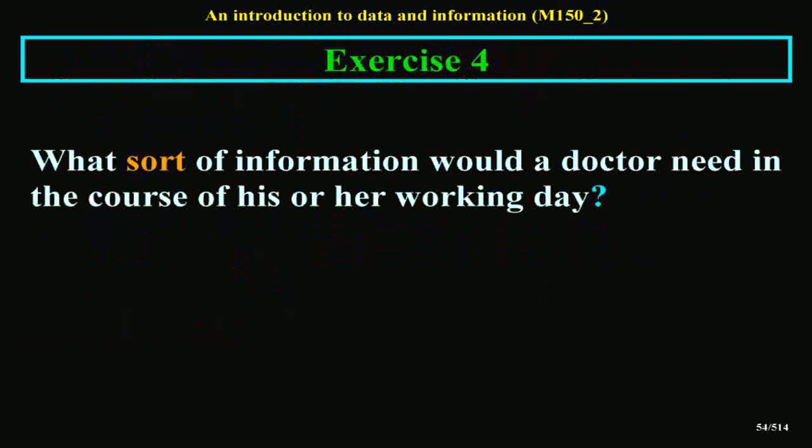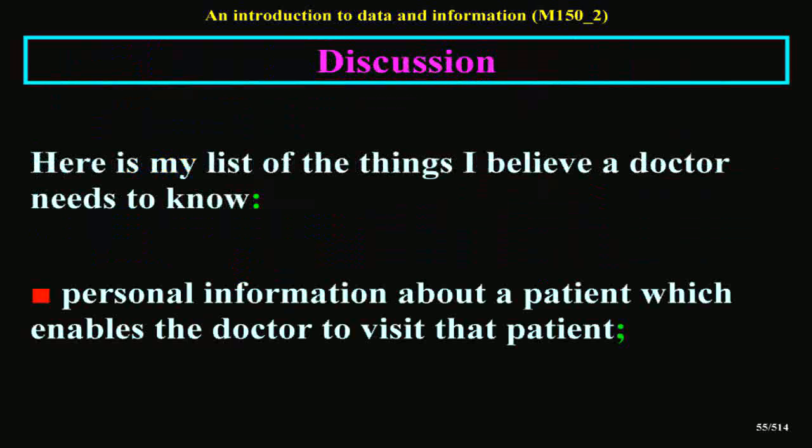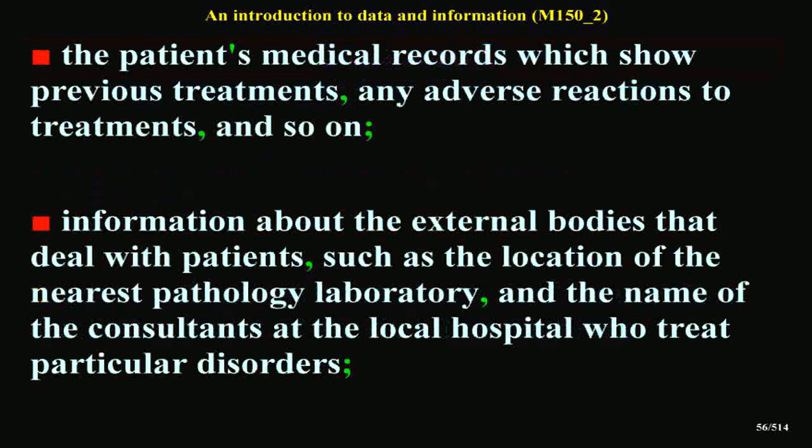Exercise 4. What sort of information would a doctor need in the course of his or her working day? Discussion. Here is my list of the things I believe a doctor needs to know. Personal information about a patient which enables the doctor to visit that patient, the patient's medical records which show previous treatments, any adverse reactions to treatments, and so on. Information about the external bodies that deal with patients, such as the location of the nearest pathology laboratory, and the name of the consultants at the local hospital who treat particular disorders.